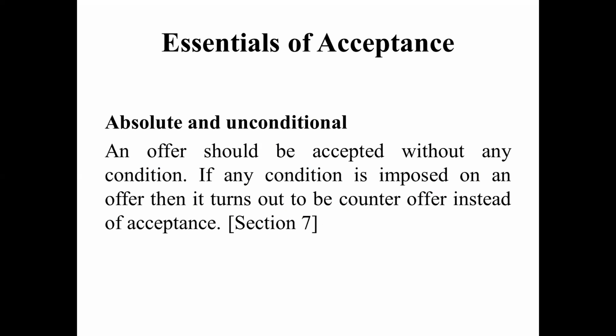Now the other person is the offeror right now, so it is all about his discretion whether he will accept your offer or not, but this cannot be called an acceptance. So acceptance should be without any further terms and conditions. Okay, so this is the first essential of acceptance, that it should be absolute and unconditional according to Section 7 of the Contract Act 1872.